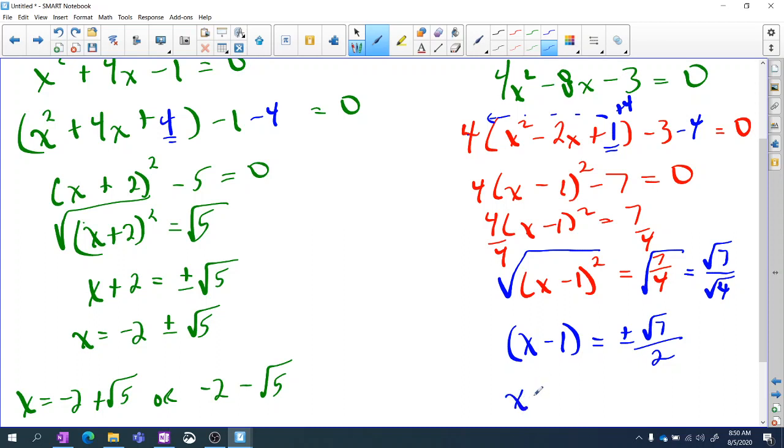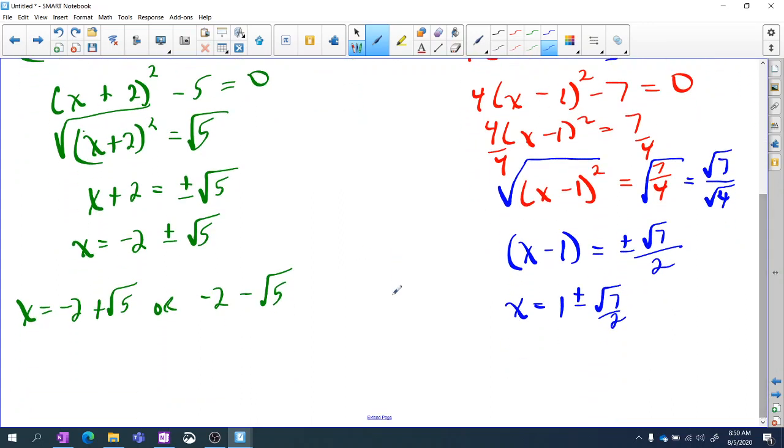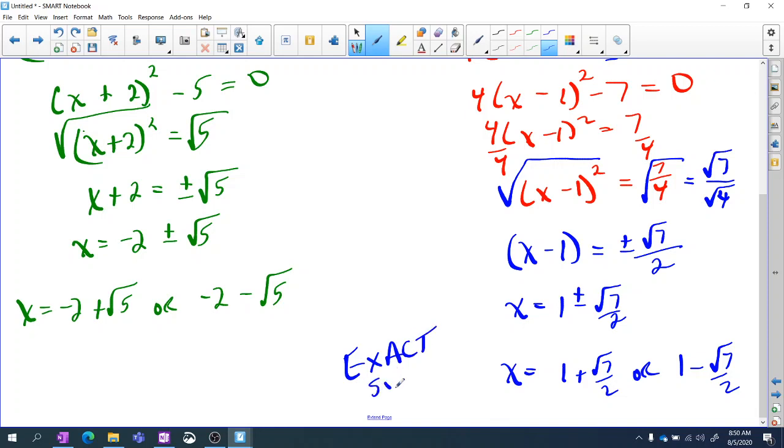One step away from getting our answer. X would be, bring your negative 1 over and you get a positive 1, plus or minus the square root of 7 over 2. And we'll get an answer here of x equals 1 plus or minus, oops, I want to show you the two answers. So the two answers, one of them is plus, right? So 1 plus the square root of 7 over 2, or 1 subtract the square root of 7 over 2. And these will be what we would classify as, in both examples, exact solutions.